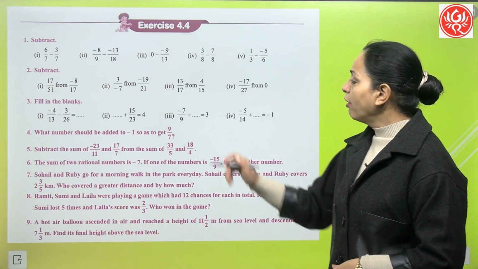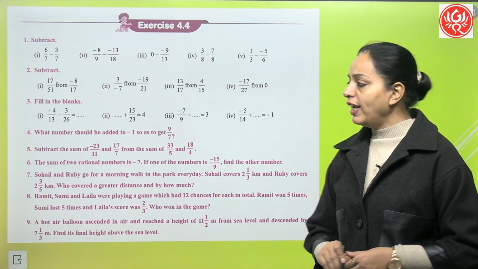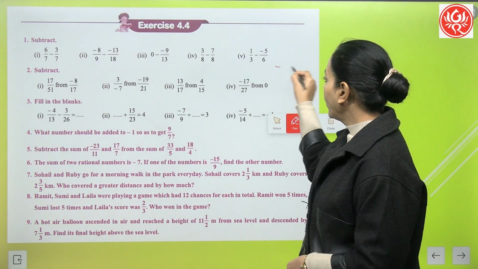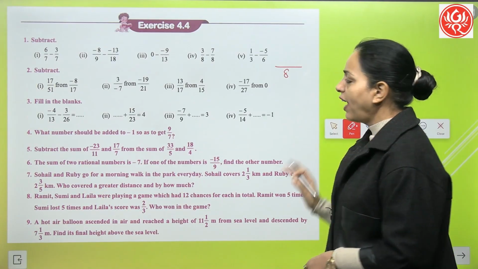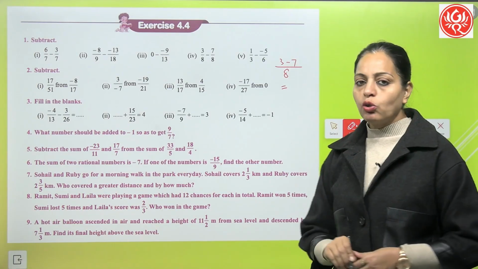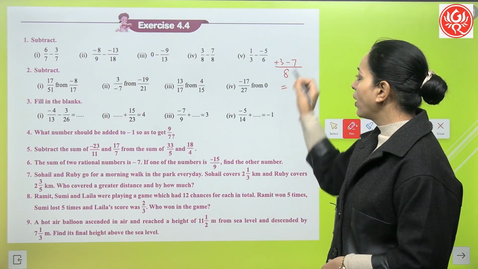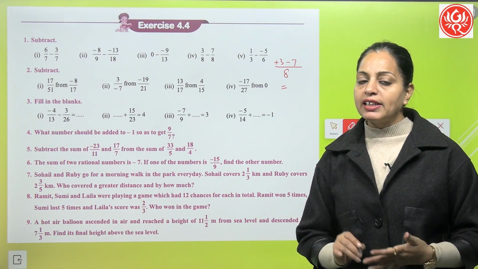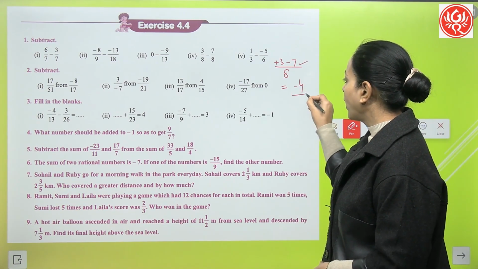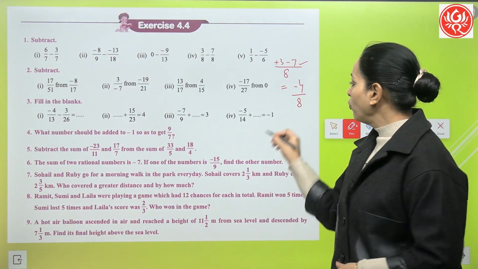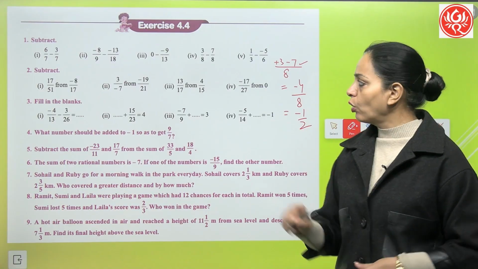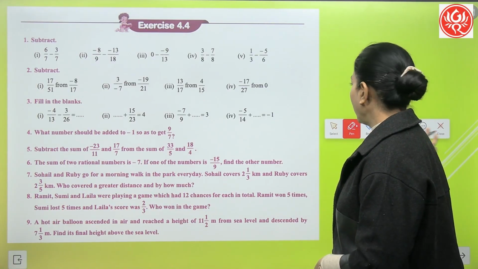Subtract, like here, fourth part, 3 upon 8 minus 7 upon 8. So what can we write? We can write directly. These are like fractions, so 8 and 3 minus 7. So you know, 1 is plus and 1 is minus, plus minus we will make minus. So 4, 7 is bigger, so minus 4 upon 8, and we can write it like this, minus 1 upon 2. Okay. Similarly, you can try the remaining parts.